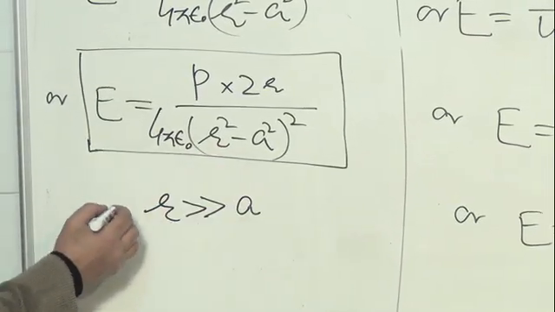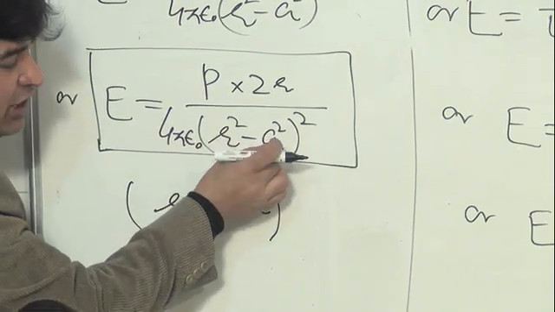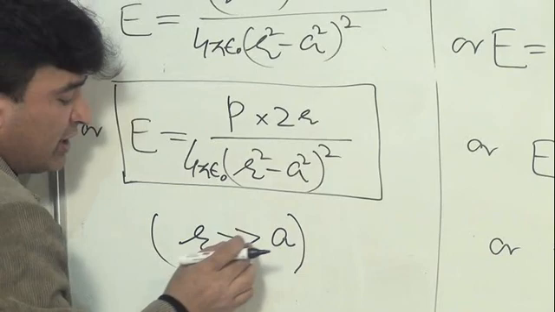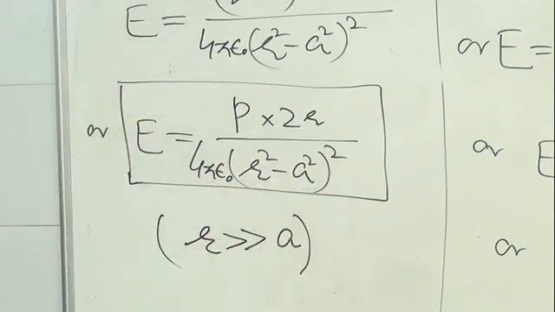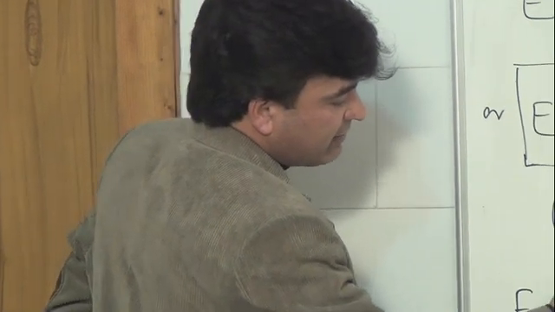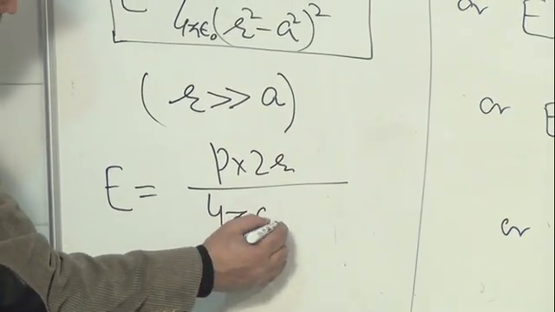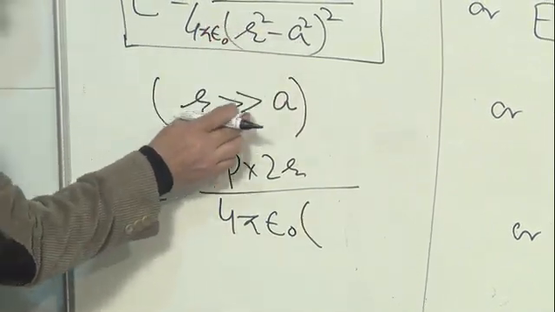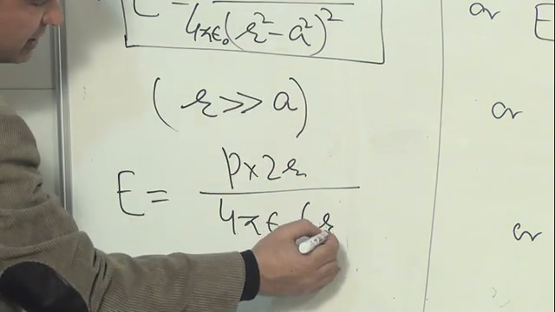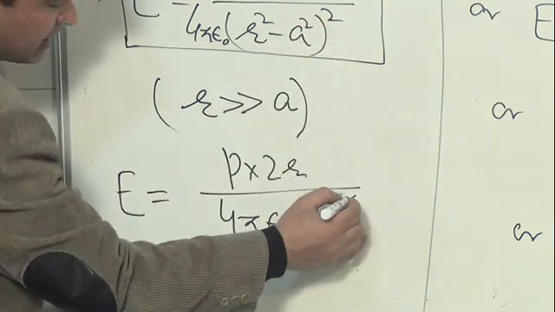From this condition, if we look at this expression, here it is A square. When R is much greater than A, then A square as compared to R square can be neglected. Then we can say E will be equal to P into 2R by 4 pi epsilon naught. A square can be neglected in comparison to R square because R is much greater than A. So it remains here (R raised to power 2) whole raised to power 2, that is R to the power 4.